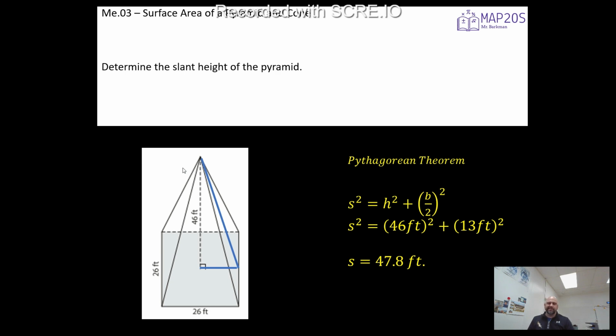If it's shorter, that's not good. It should be slightly longer than 46. Round to one or two decimal places, and then you can use that value to solve for the surface area of this pyramid, whether you're finding the lateral area or the entire area.